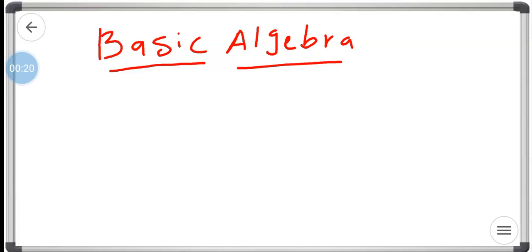Today we'll be considering basic algebra. We'll be taking this course from the beginning. The first thing we'll be defining is the algebraic expression.